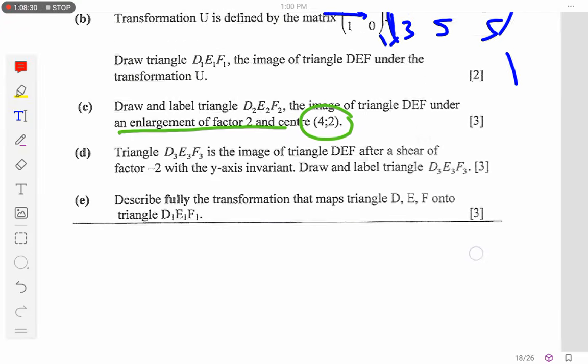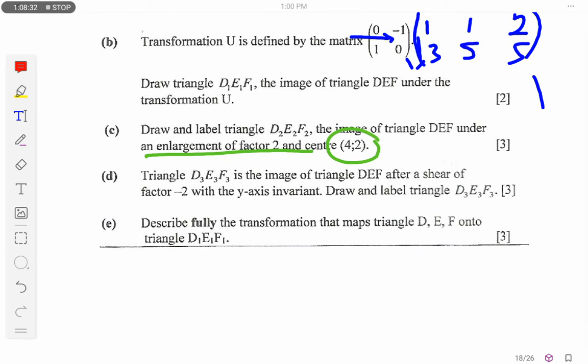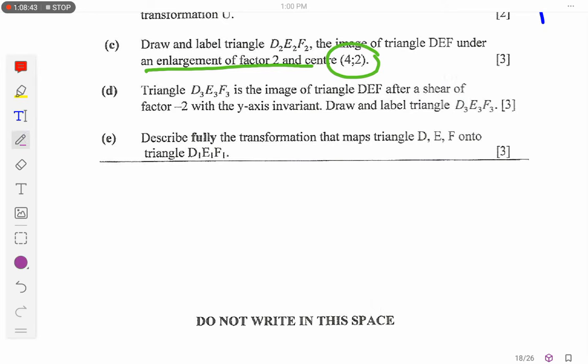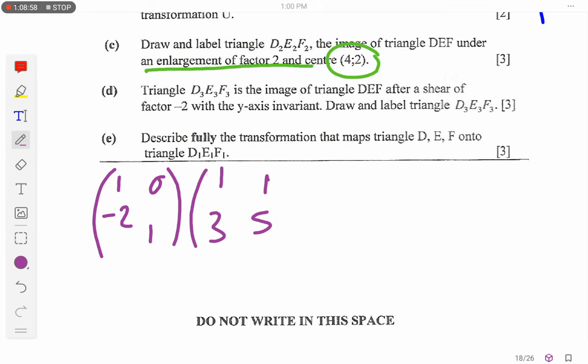The last part of the question is saying triangle D3E3F3 is enlarged by, is sheared by a factor minus F. So basically the easiest part that I can do is a shear factor. We can use the matrix 1, minus 2, 1, 0, 0, 1, and we multiply everything, our 1, our 3, our 1, our 5, our 2, our 5. So we do our row by column.